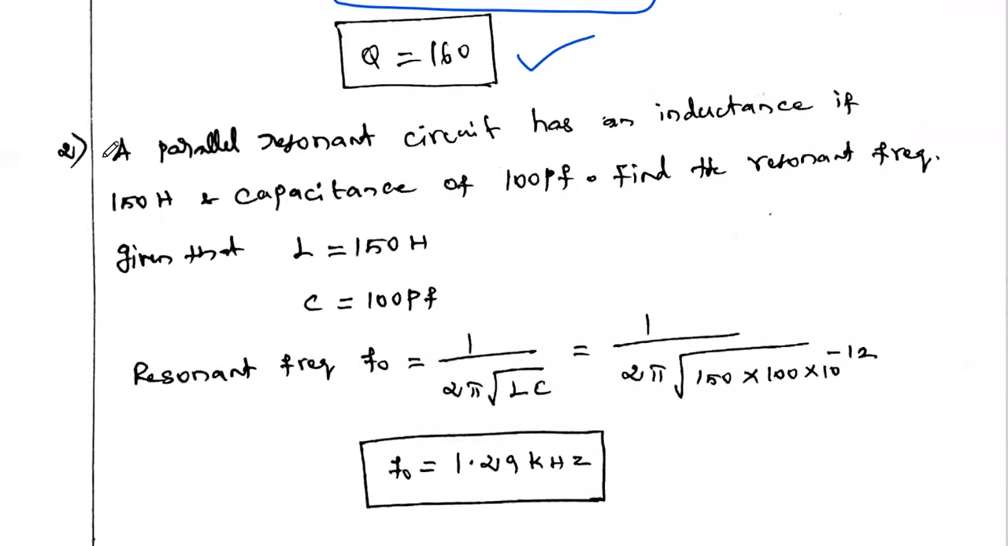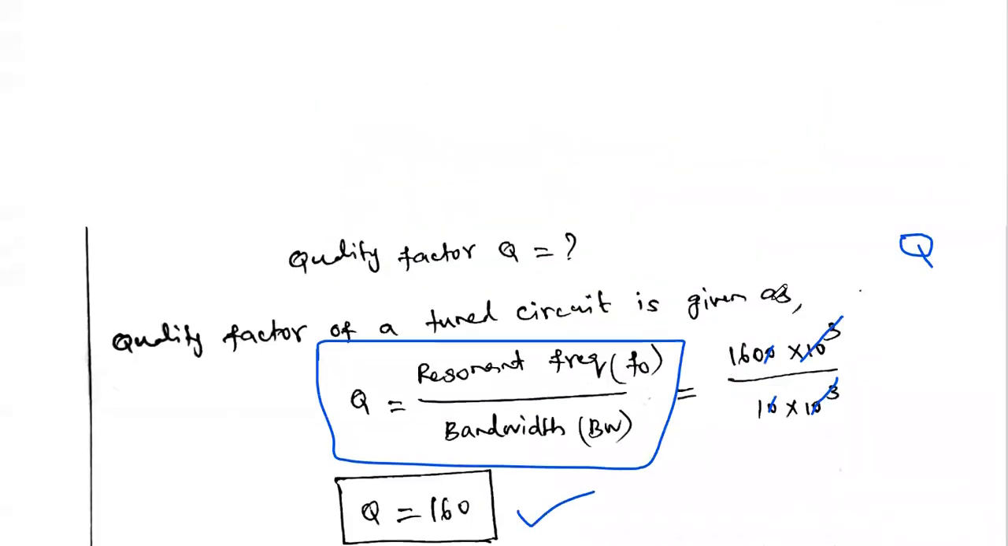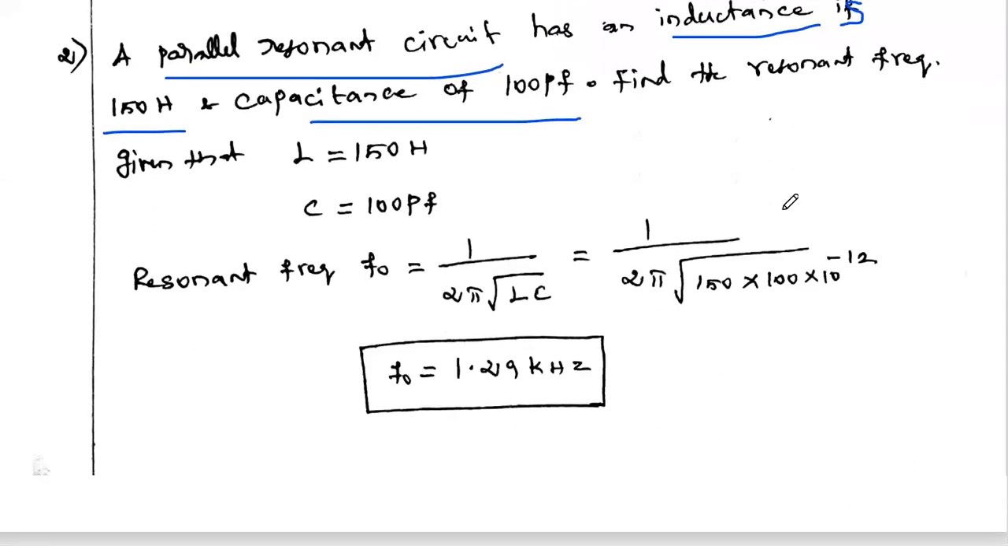Then the next question: a parallel resonant circuit has an inductance L of 150 Henry and a capacitance of 100 picofarad. Find the resonant frequency. For this parallel resonant circuit, the L value and C value are given, and we have to find the resonant frequency.